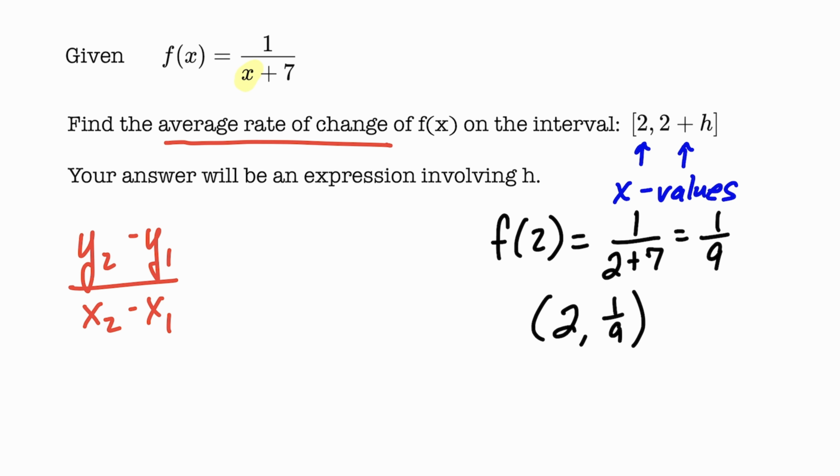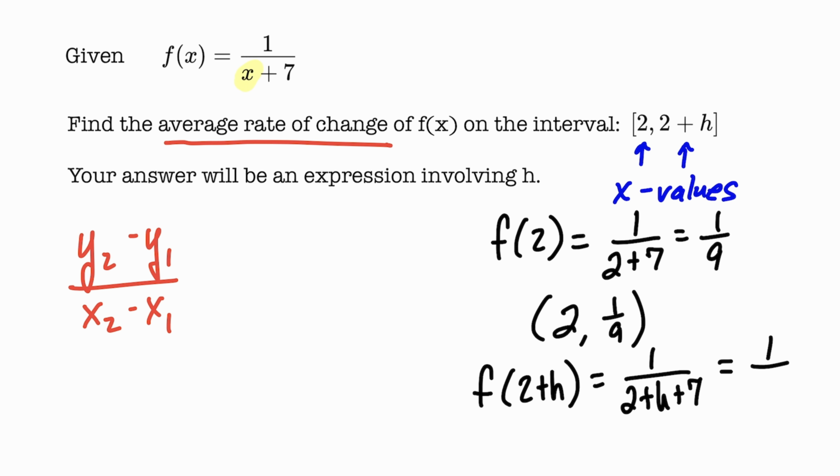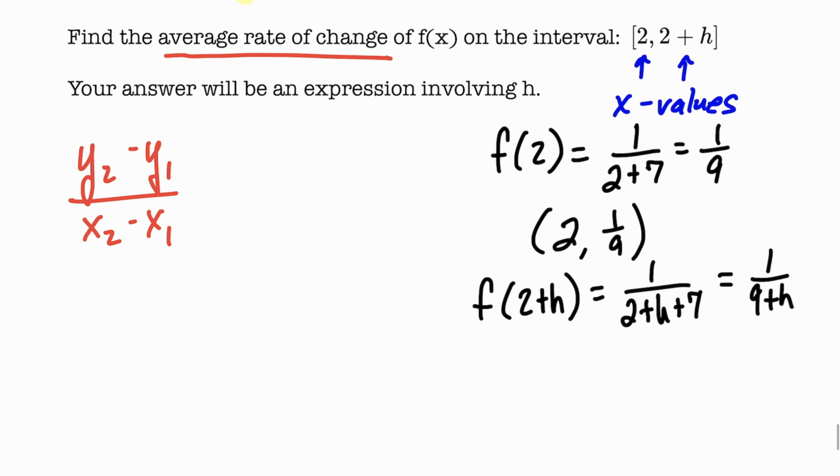Next, we're going to fill in the 2 plus h. This is going to look a little bit different, but 2 plus h goes in where the x is, and we still have that plus 7 in the denominator of our function. We can reduce this down a little bit by combining the 2 and the 7 to make a 9 plus h, or that could be h plus 9. All right, so at this point, we have a second ordered pair, and I know it looks a little bit strange, but 2 plus h is going to be our x value, and 1 over 9 plus h is going to be our y value.